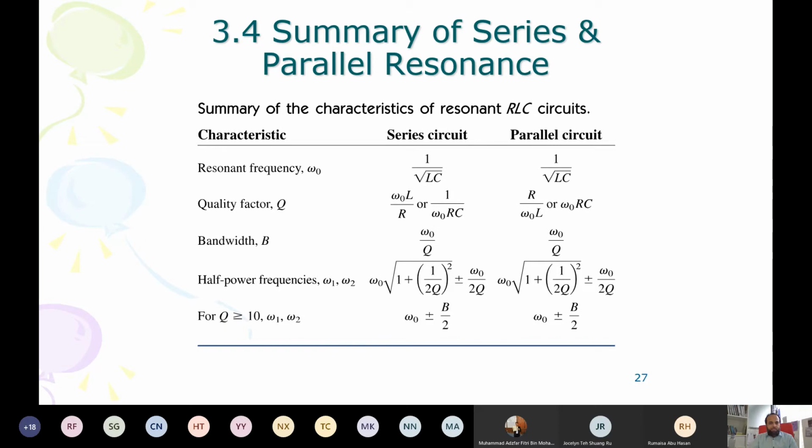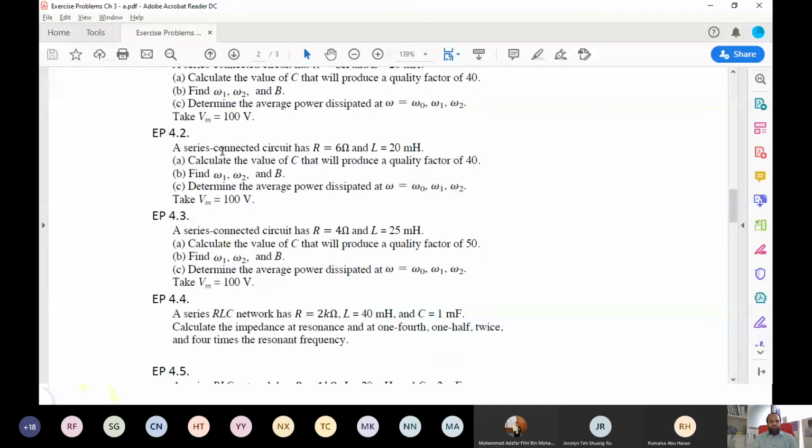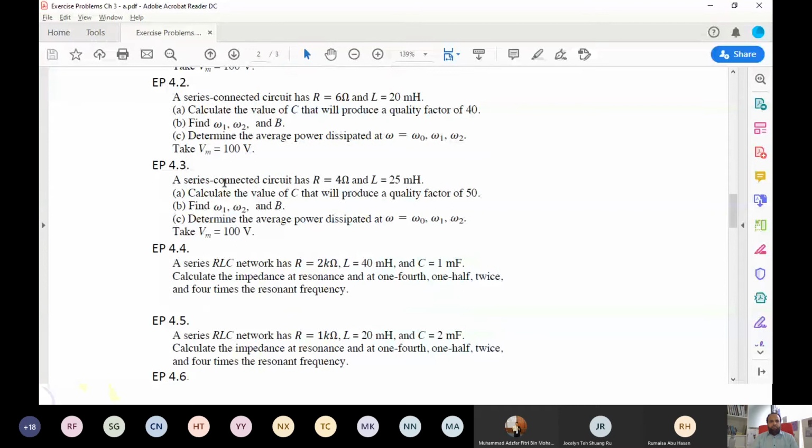Display settings, is it? Duplicate slideshow. Okay. So very easily we can find all the values. So 4.1 to 4.3 are pretty straightforward. I don't think I have to do it for you guys.